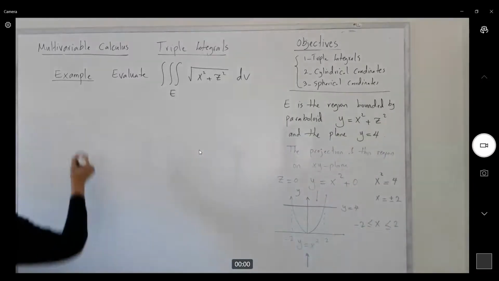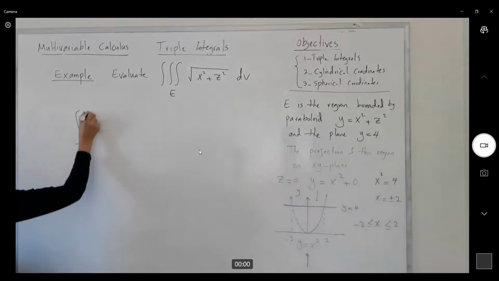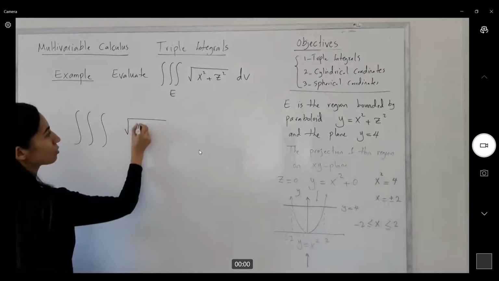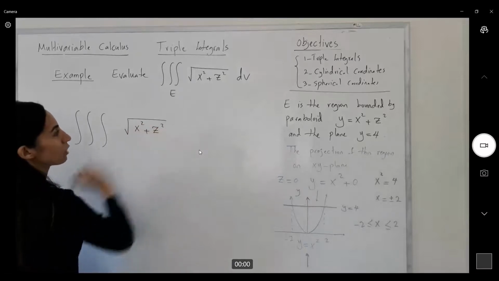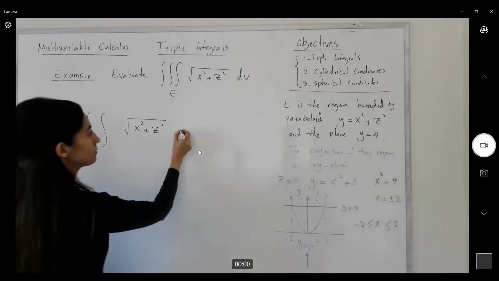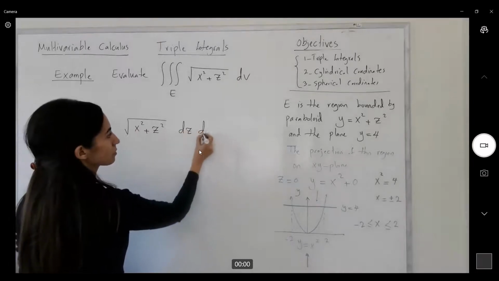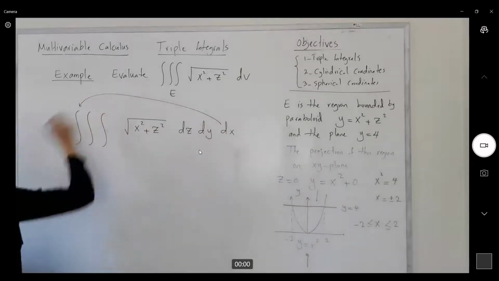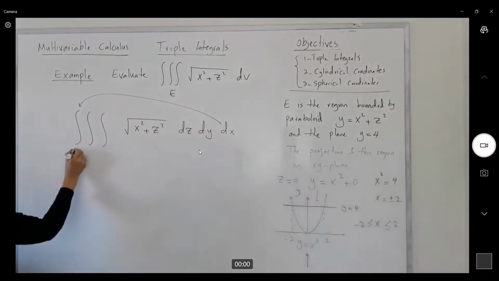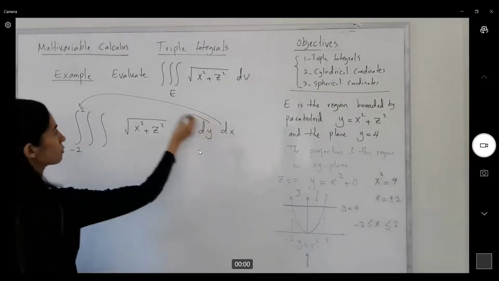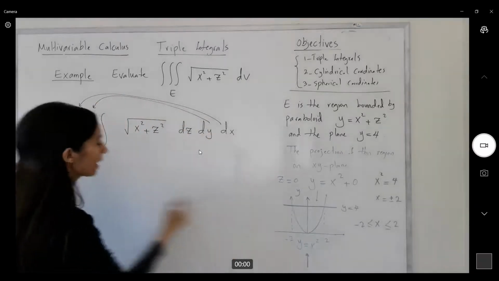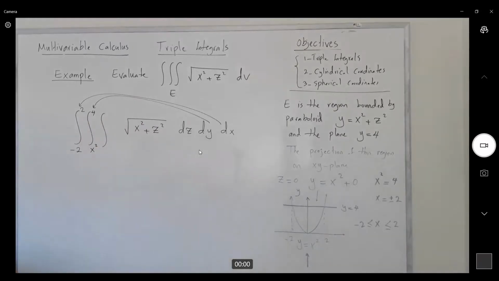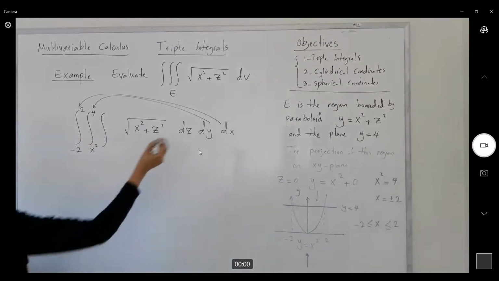So this integral can be written as the triple integral of the square root of x squared plus z squared dz dy dx. The boundary for your x is between minus 2 and 2. The boundary for your y is between x squared and 4. And your z, how about your z? What are the boundaries for z?